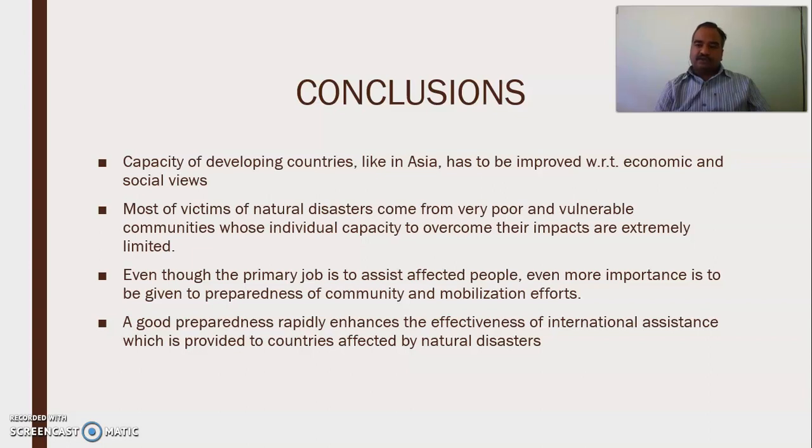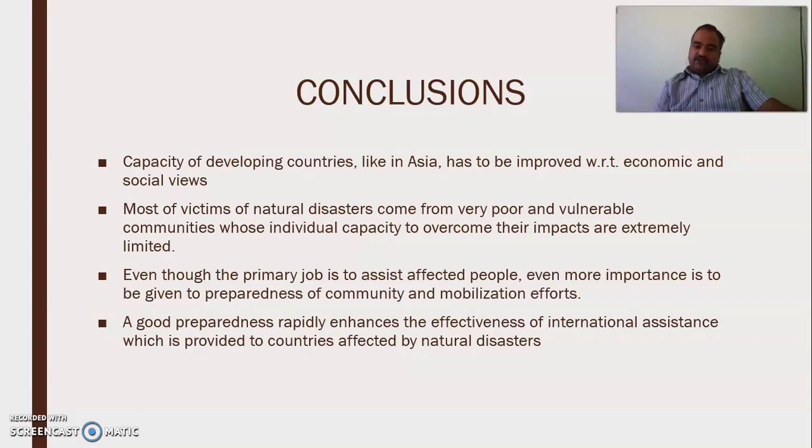So, concluding, the capacity of developing countries like those in Asia has to be improved with respect to economic and social aspects, because if a disaster hits, they may experience a very big economic crisis. As most reports say, most of the victims of natural disasters come from very poor and vulnerable communities whose individual capacity to overcome the impacts is extremely limited. So try to improve the human development levels of a country.